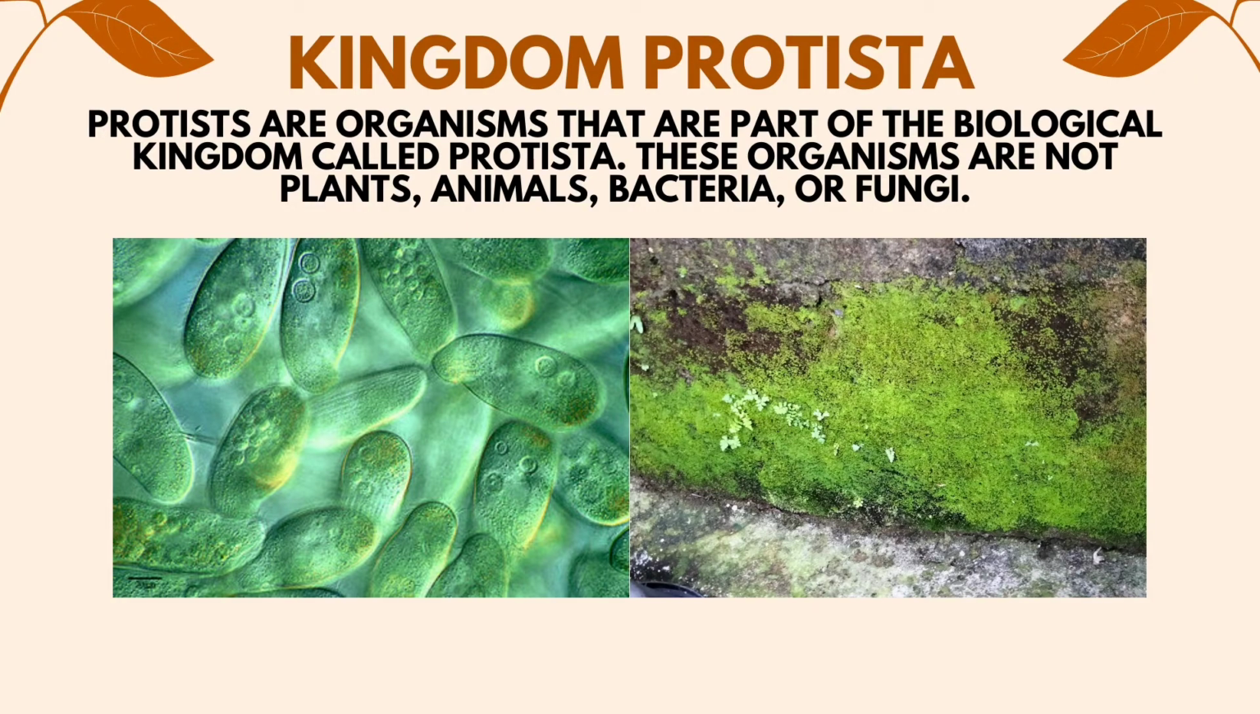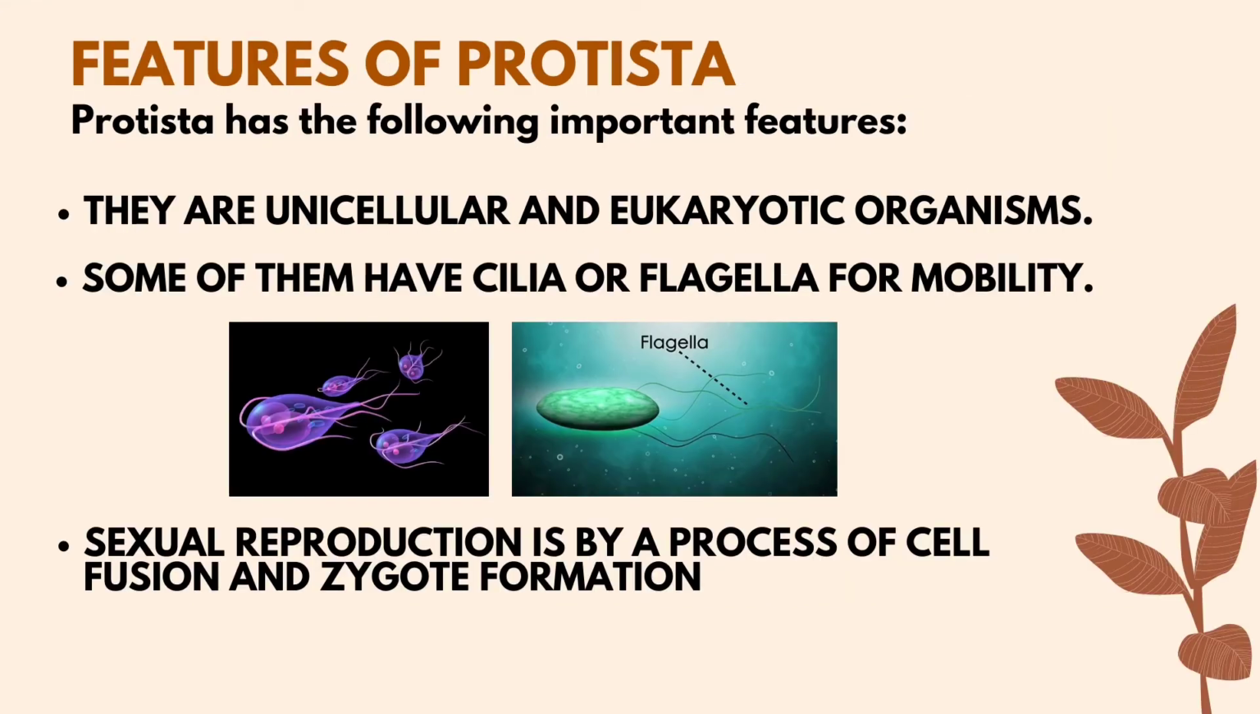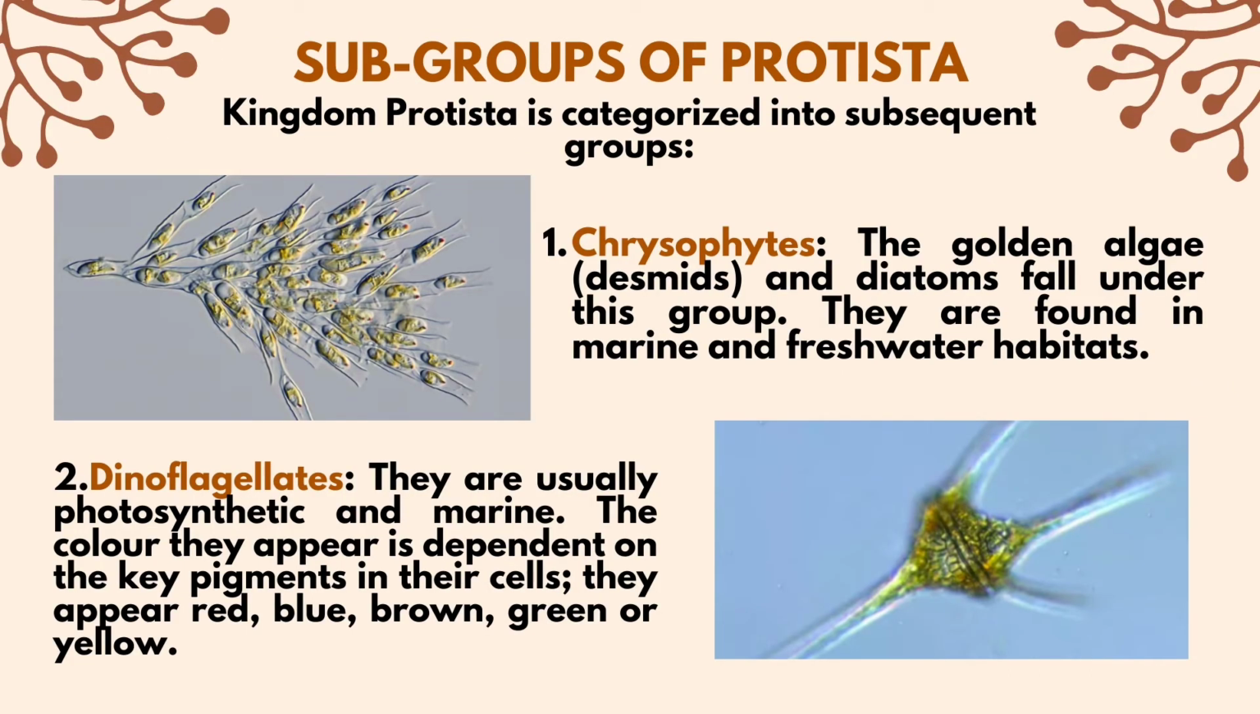Kingdom Protista. Protists are organisms that are part of the biological kingdom called Protista. These organisms are not plants, animals, bacteria, or fungi. Protista has the following important features. Protista are unicellular and eukaryotic organisms. Some of them have cilia or flagella for mobility. The sexual reproduction is done by a process of cell fusion and zygote formation.